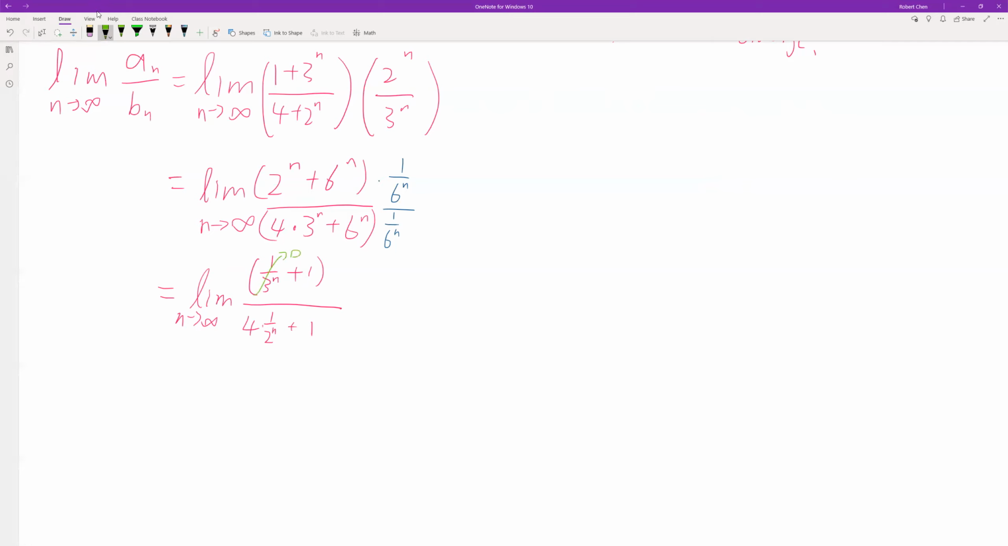Right, that's going to go to 0. And this 4 times 1 over 2 to the n, as n gets large, that's also going to go to 0. All right, leaving us just 1 over 1, which is 1. That means a_n and b_n behave the same way. So when we get 1, it means a_n and b_n behave the same.